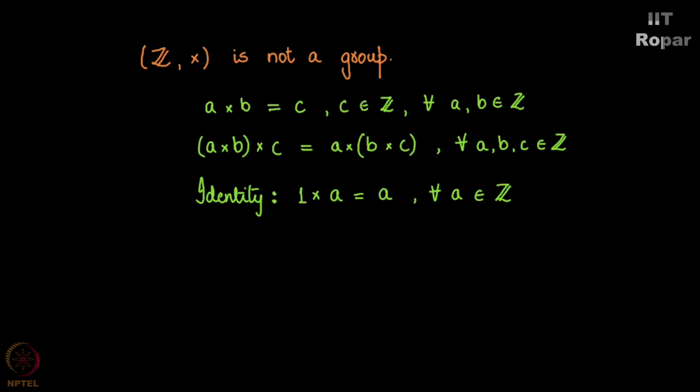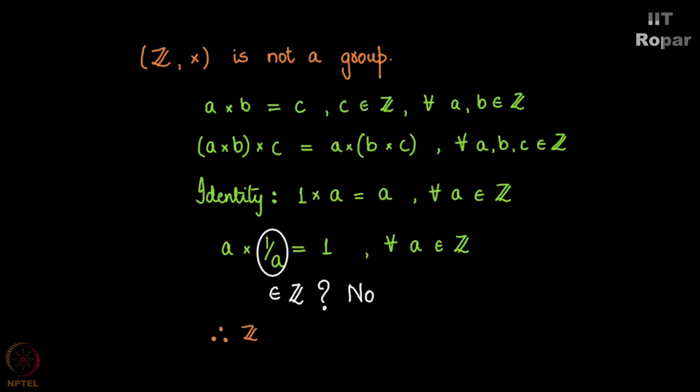Now, what about inverse? Does inverse exist? Let us see. What is that number which when multiplied with a will give you 1? That number is 1 by a, right? A and a gets cancelled and you get 1. But this does not belong to Z, right? For every a, this must be true. For every a, you must have 1 by a, which when multiplied with a will give you 1. But this 1 by a does not belong to Z. And hence, inverse does not exist, and Z under multiplication is not a group.